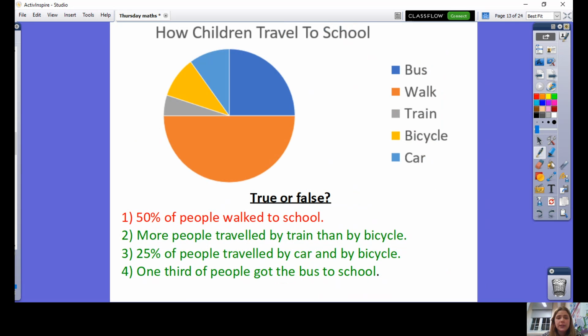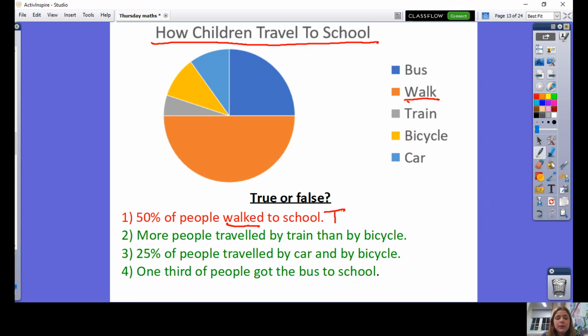Let's look at the next group of questions then. These are true or false questions. You can see this data is telling you how children travel to school. Walking, bus, train, bicycle or car. True or false? 50% of people walk to school. To answer this question, I need to find out how many people walk to school. Walking is yellow. Is yellow 50% or 1/2? Yes, 50% of the people walk to school.